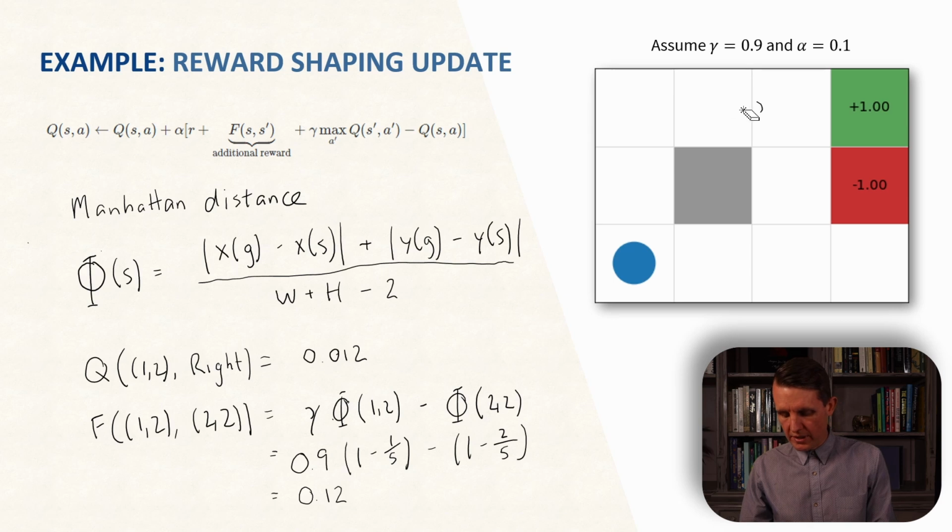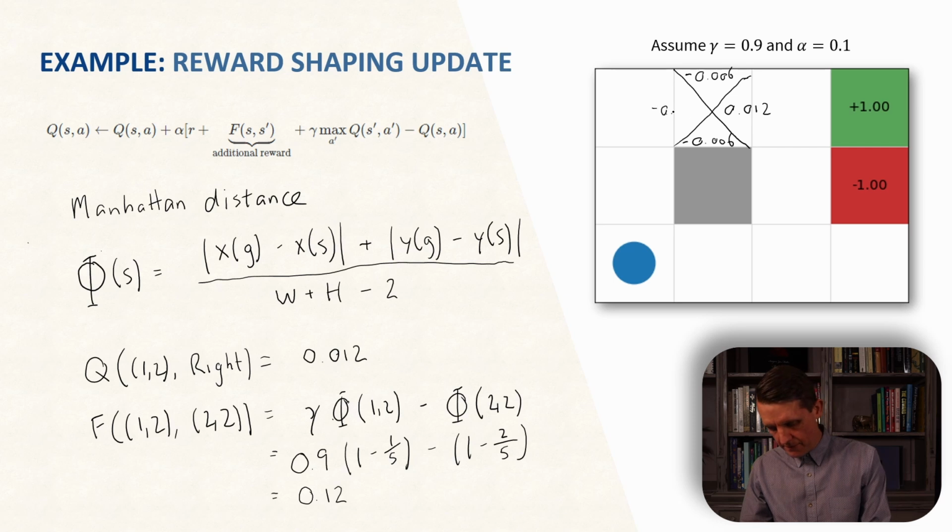But if we do this step for the other actions in that state, we'll also see that they get some shaped reward as well. Let's have a look. The shaped reward for this one is 0.012. The shaped reward for going up, if we calculate it, would be negative 0.06. The shaped reward for going down would be the same. And the shaped reward for going left would be... This would all be given the first time we execute these actions, even if it was on the first episode.